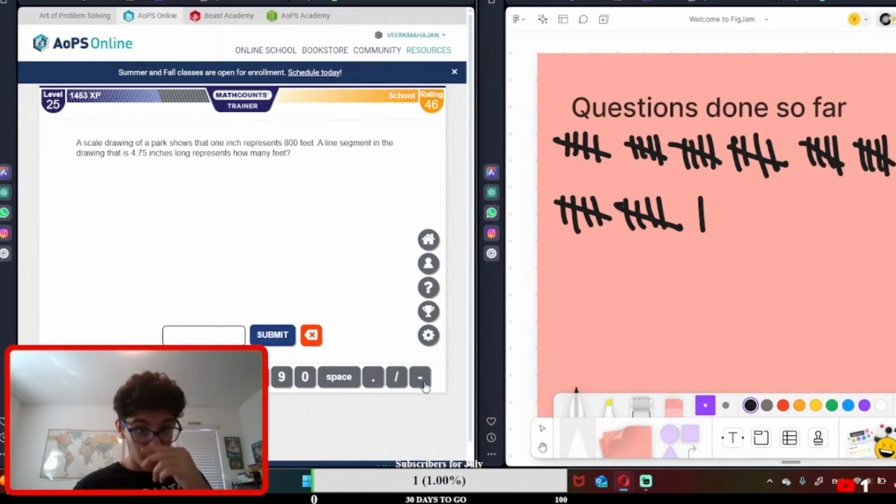A scale drawing of a park shows that 1 inch represents 800 feet. A line segment that's 4.75 inches will be 475 times 8, which is 6 plus 32. So 3,800 feet, right? It should be.